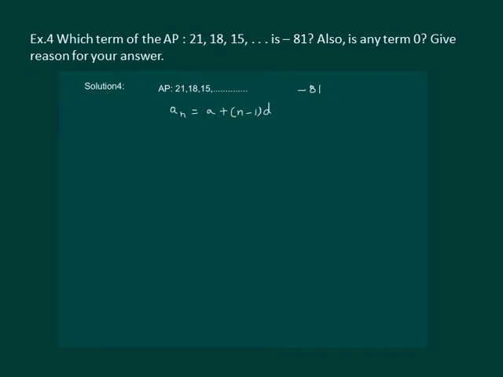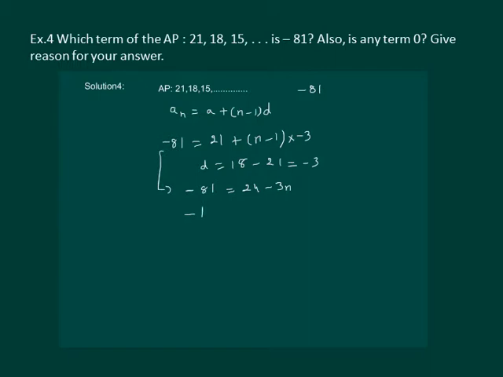An is given as minus 81. A is 21 plus n minus 1 times d, where d is 18 minus 21, which is equal to minus 3. So d is minus 3. Let us solve this equation further. We get minus 81 equal to 24 minus 3n.